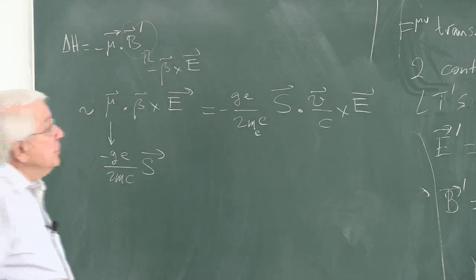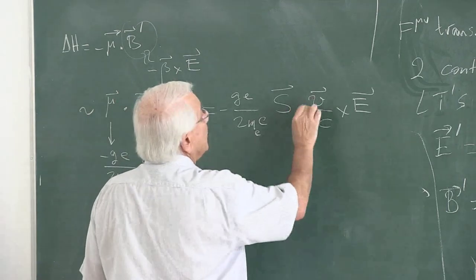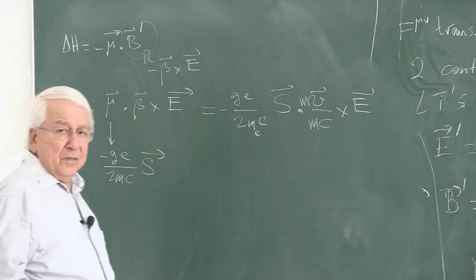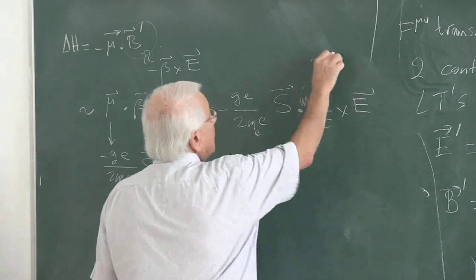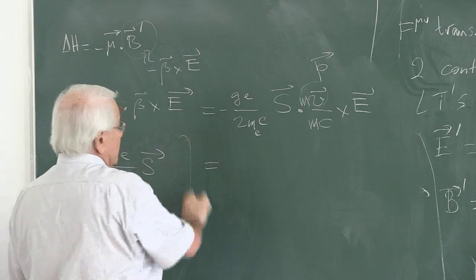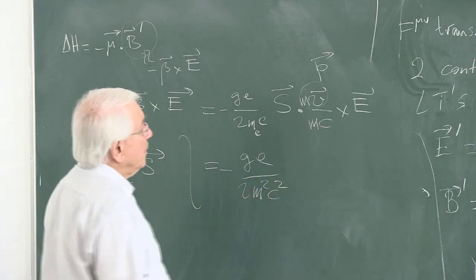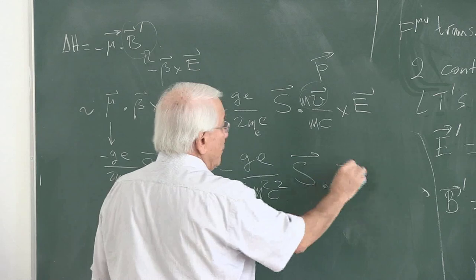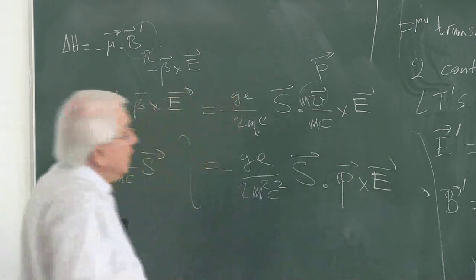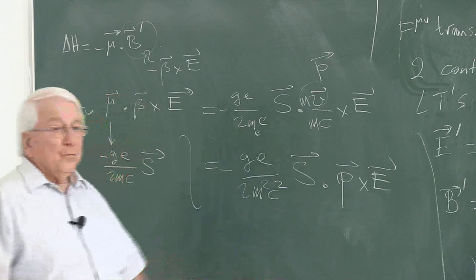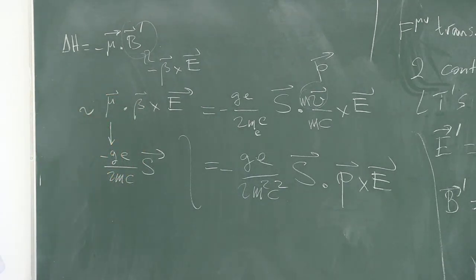I will do several manipulations in here. The first thing is that I multiply this with m, the mass of the electron. Of course, I have to compensate that. And mass times the velocity is the momentum. Therefore, this becomes minus g e over 2m squared c squared S dotted into p, momentum, cross E. You see, through these rather simple and semi-classical arguments, we are moving in the right direction of obtaining that famous spin orbit interaction term, provided that I remember what E was.